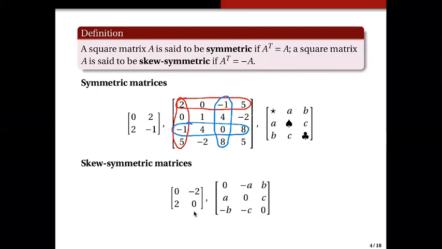As for the skew symmetric matrices, again, you may verify that if you get the transpose of this matrix and also the negative of this matrix, they are equal. Similarly for this one, the transpose of this matrix and the negative of this matrix are equal. One good property of skew symmetric matrices is that the entries on the diagonal are zero. You can actually prove that this is always the case for skew symmetric matrices.